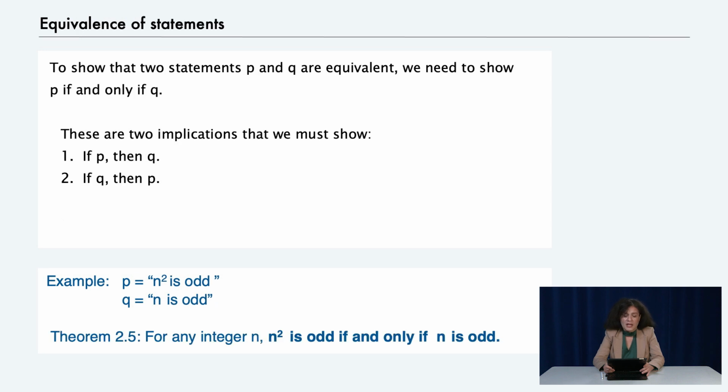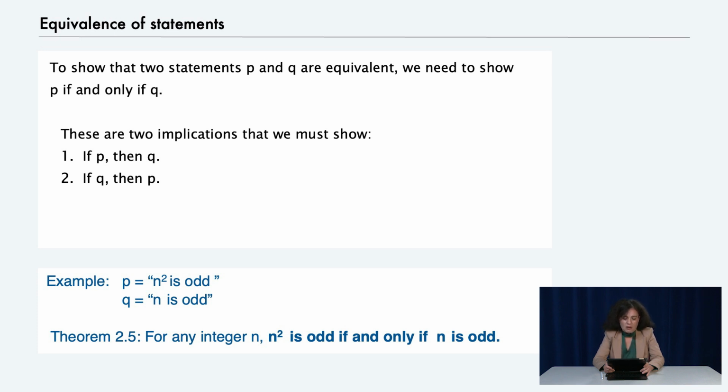Using implications, we can actually show the equivalence of statements. To show two statements P and Q are equivalent, we need to show P if and only if Q. This is actually two implications that we must show. We must show if P then Q, and if Q then P.